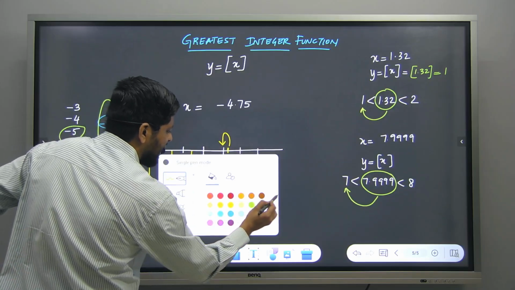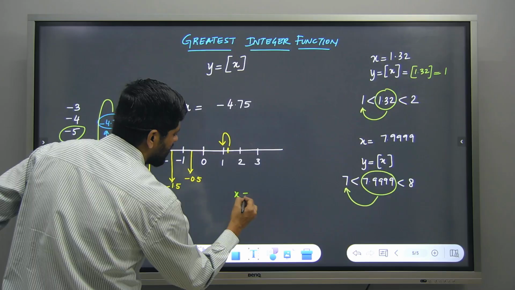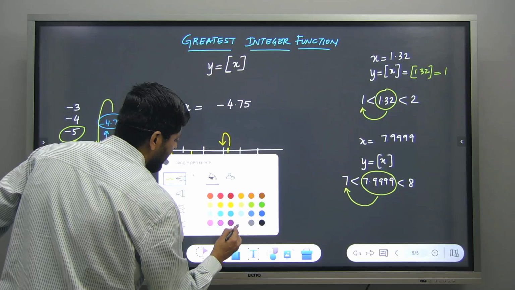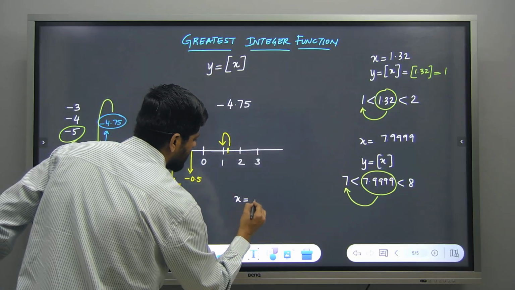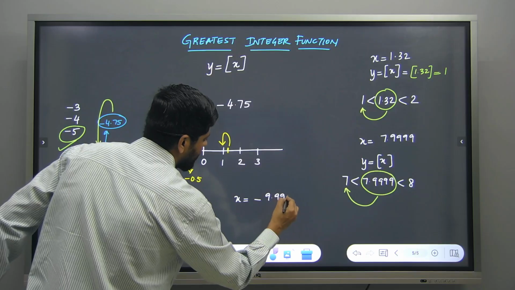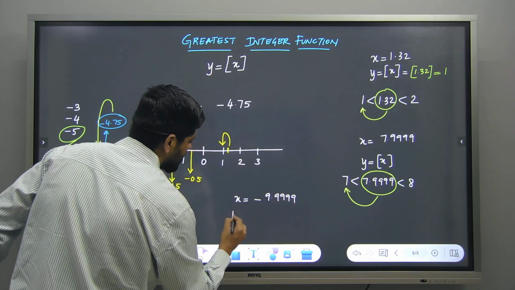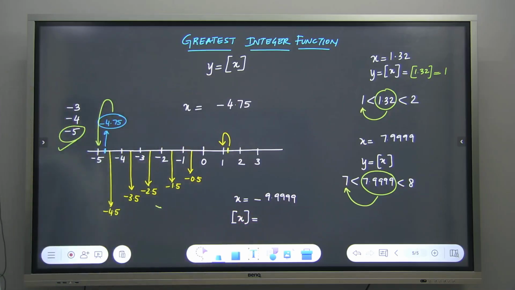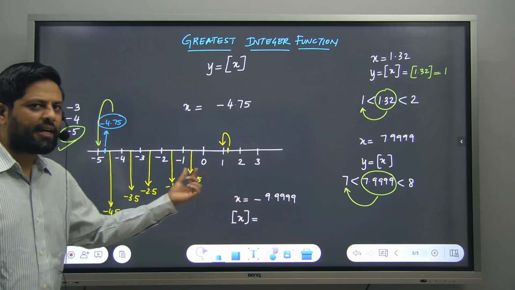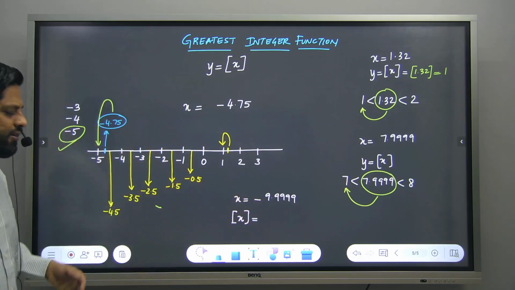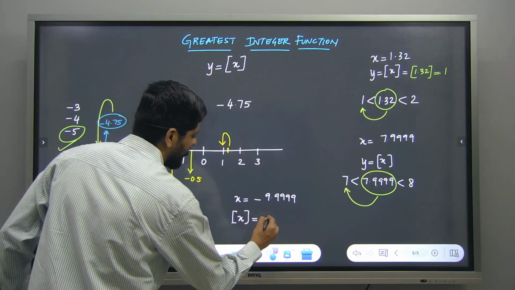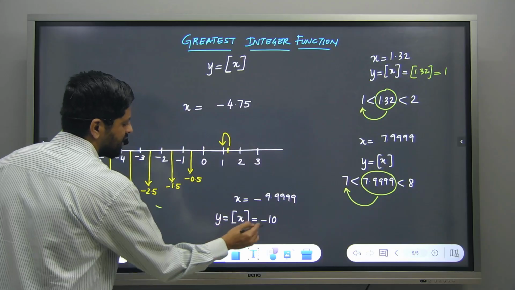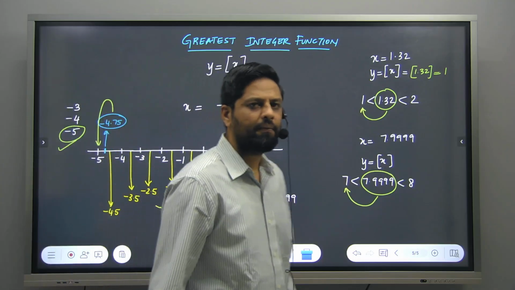So if I tell you x is equal to minus 9.9999, what is the greatest integer? Minus 10. Yes. It is between minus 10 and minus 9, and you have to go to the left, so it is going to be minus 10. I hope I don't have to draw the graph for this. Is it understood? Yes, sir.